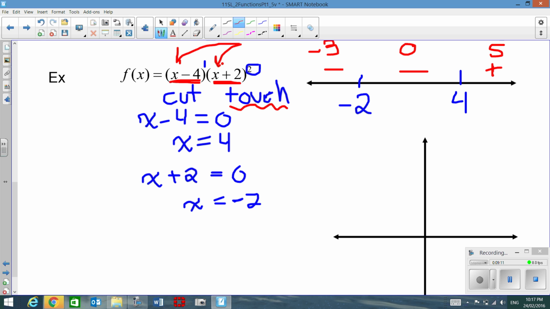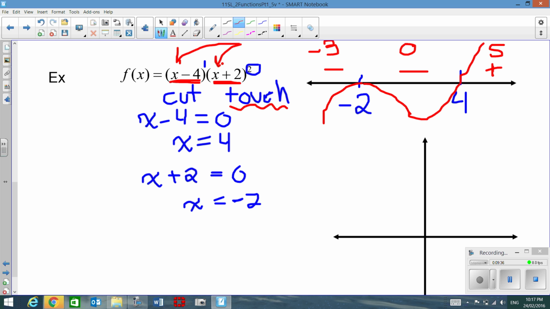So if you just think about what this really means, I have a negative y value, and then I touch the graph at negative 2, but I continue to have a negative y value. So that means I basically have a maximum right there at negative 2. And then my curve is supposed to cut the x-axis, so I have a positive y value after 4.